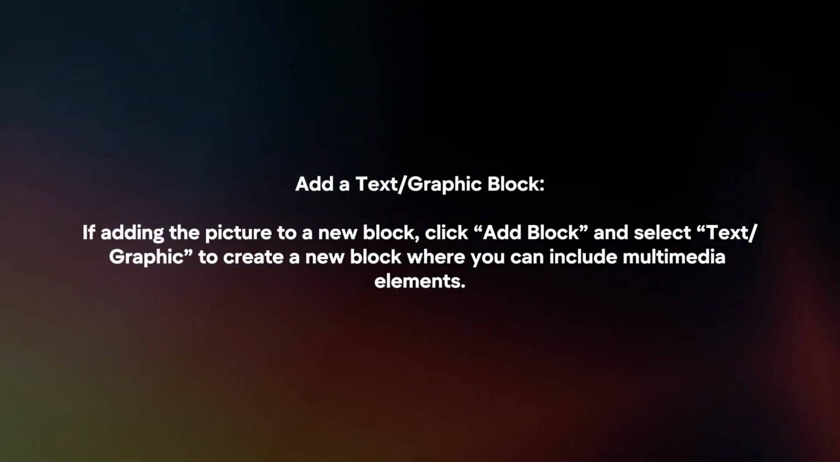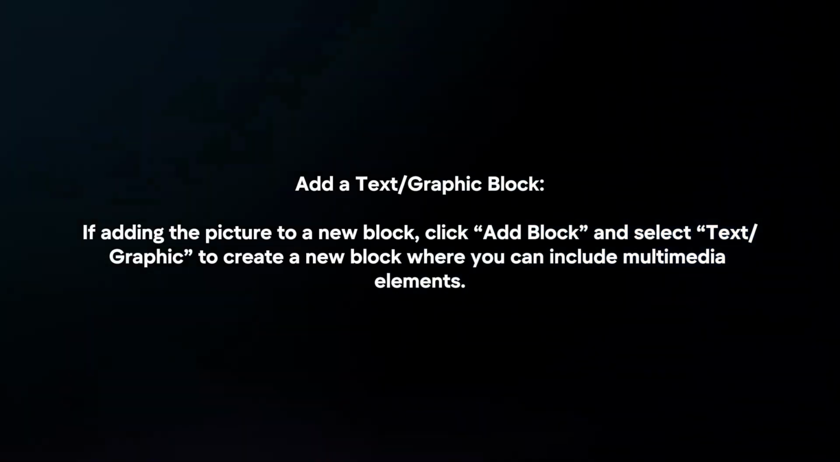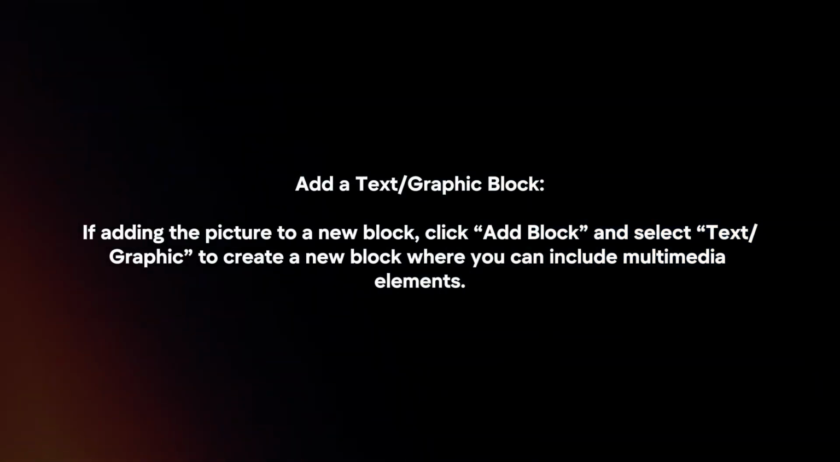Add the text or graphic block. If adding the picture to a new block, click Add Block and select Text or Graphic to create a new block where you can include multimedia elements.